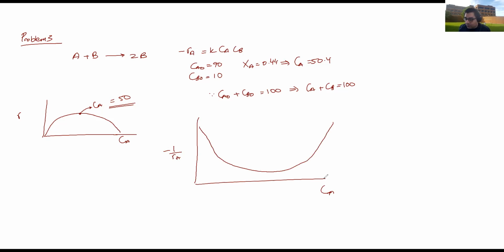Our CA, or initial concentration of A, is at 90. So erase this guy here. And let's throw in also my initial CA, or CA naught.